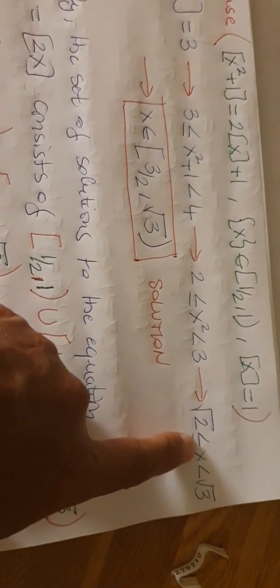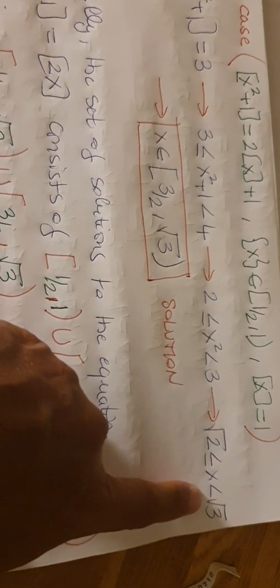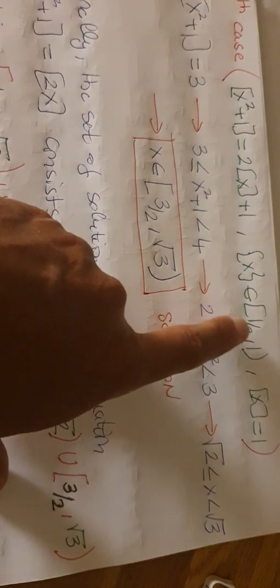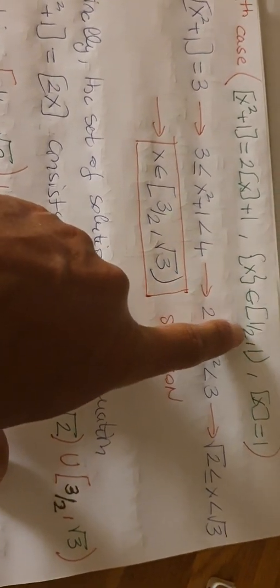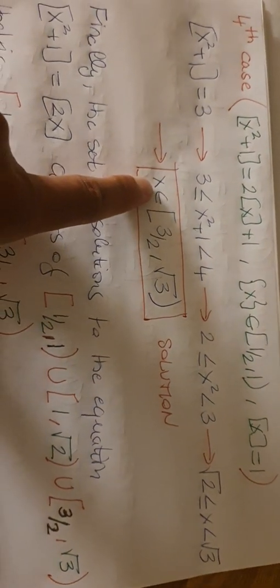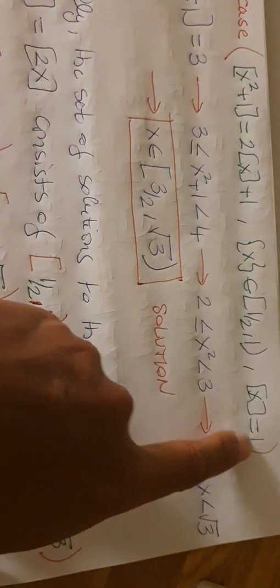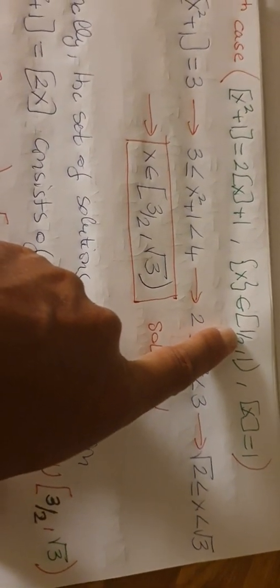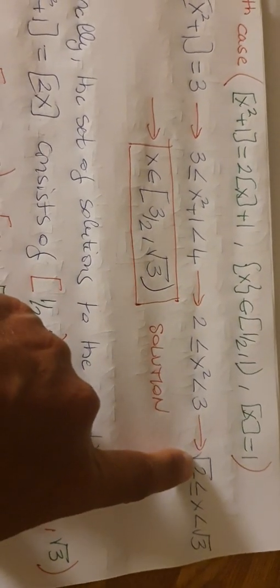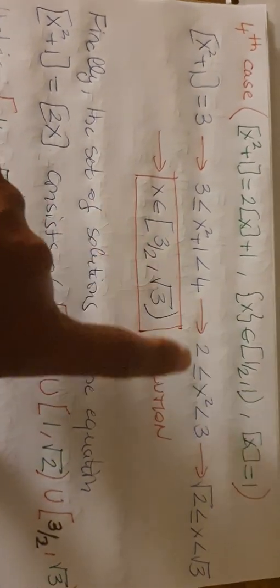and the fractional part of x lies between 0.414 and 0.732. But we have to take into consideration this, that the fractional part is at least 0.5. So combining this and that, so x will belong to the interval that starts with the point 1 plus a half, which is 1.5, which is greater than square root of 2, and stops at square root of 3. So this interval is a solution.